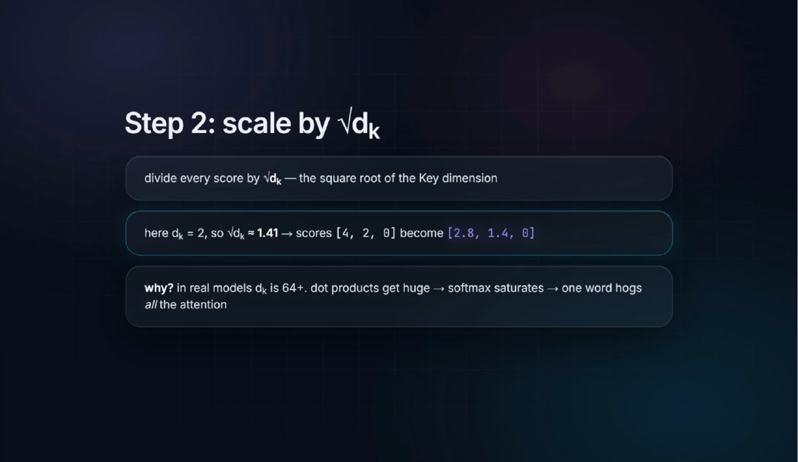Why bother? In a real model, dk is 64 or more, and the dot products can get enormous. Feed enormous numbers into Softmax and it saturates, one word grabs essentially all the attention, and learning stalls. Dividing by root dk keeps the scores in a sane range so the Softmax stays smooth and the gradients stay healthy. It's a stabilizer, nothing more, but it matters.